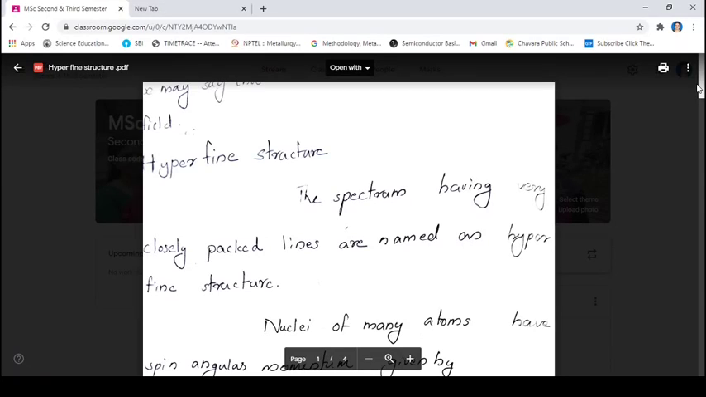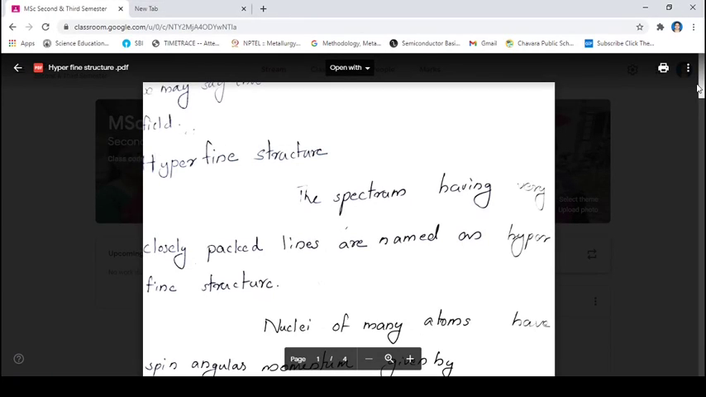The hyperfine structure originates from the coupling between the nuclear spin magnetic moment and the electron magnetic moment. That is, the coupling between the electron's spin as well as orbital angular momentum and the nuclear magnetic moment, which is mainly due to the spin of the nucleus, usually called the nuclear spin magnetic moment. So the nuclear spin angular momentum and this interaction are responsible for the hyperfine structure of spectral lines.